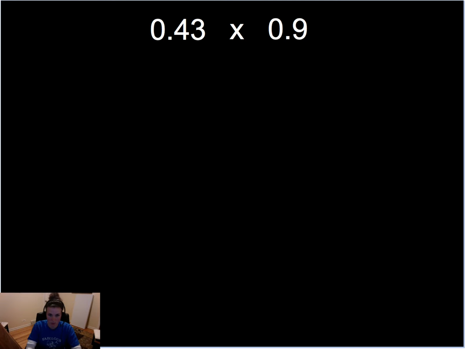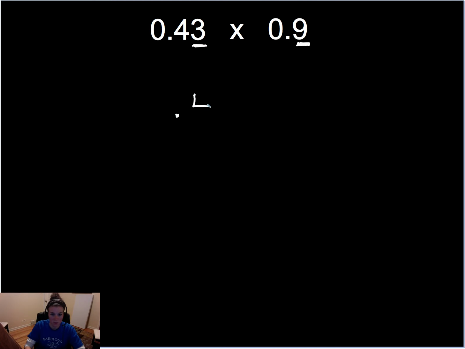I want to point out first that this is a multiplication problem. When you are adding decimals, you need to make sure that the decimal points are lined up. When you are multiplying decimals, the decimal points do not necessarily need to be lined up. What you need to line up is the end of the number. So notice that in 0 and 43 hundredths, the last digit is a 3, and in 0 and 9 tenths, the last digit is a 9. That's what I need to line up with each other.